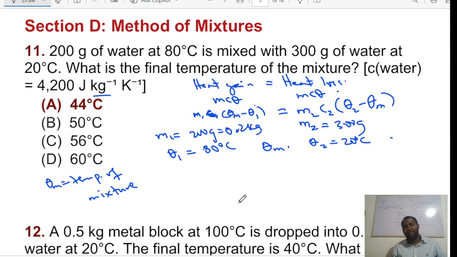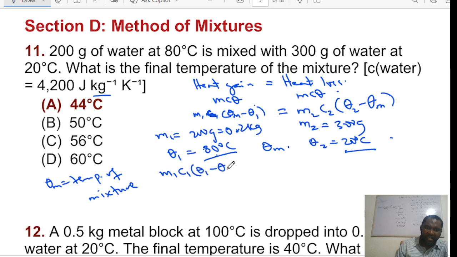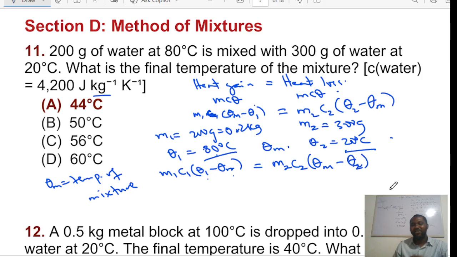All you need to establish first of all is which one is the colder body and which one is the hotter body. Of course, this is the hotter because it is 80 degrees Celsius. This is the colder, it is lower in temperature, 20 degrees Celsius. So the heat lost by the hotter body is equal to the heat gained by the colder body, and we are going to maintain the formula m1c1, then theta 1 minus theta m, the hotter body minus the temperature of the mixture, equal to m2c2, but this one now will be the temperature of the mixture minus the colder body. Please don't forget this. Kindly note this, okay?